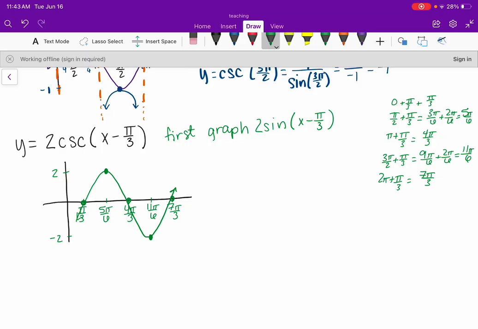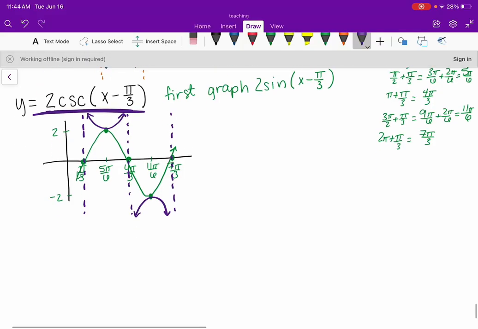And so cosecant, I'll just do it in another color. I'll do it in purple. It would have asymptotes everywhere that sine was 0. Basically in all those like middle pieces. And it'll have parabola shapes at the max and the min. So whenever you want to graph cosecant by hand, this is what we do. We first graph sine, and then we do cosecant.